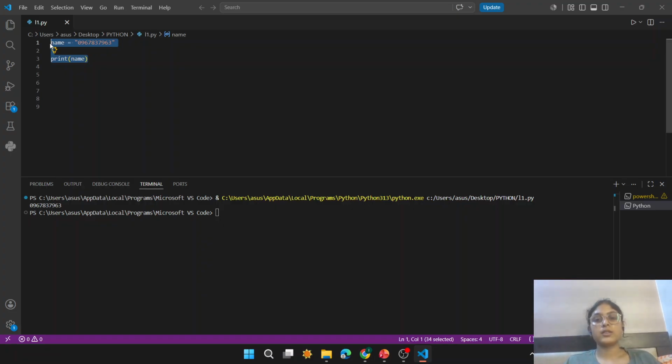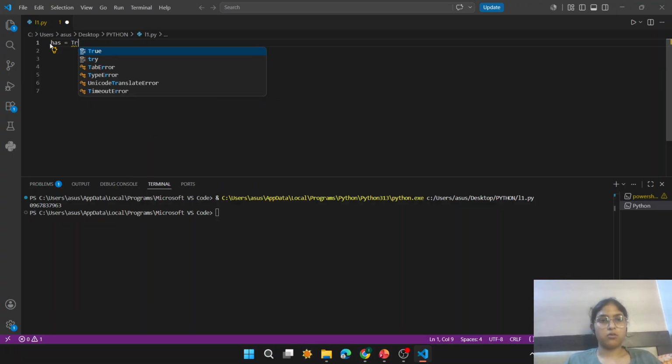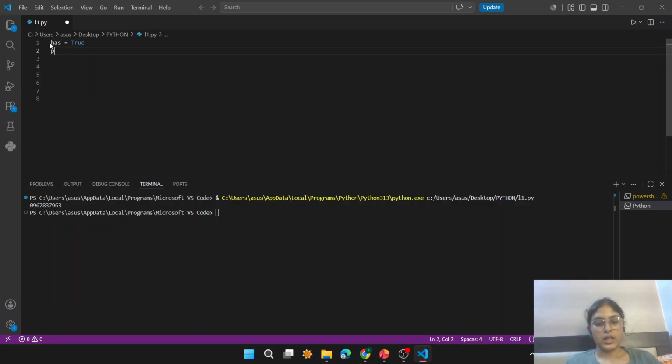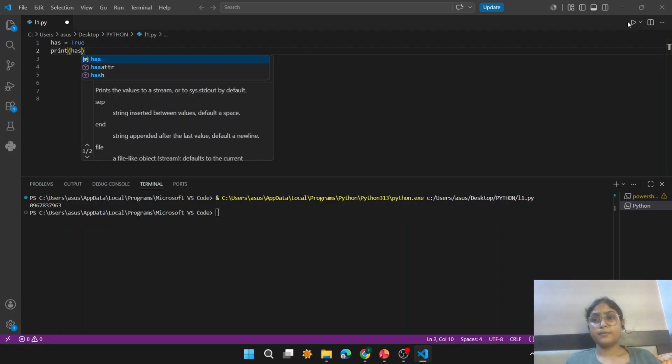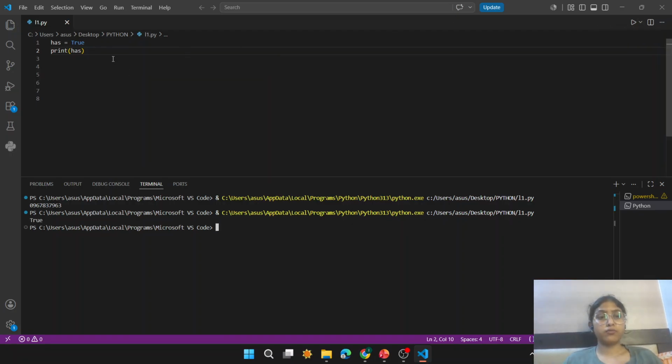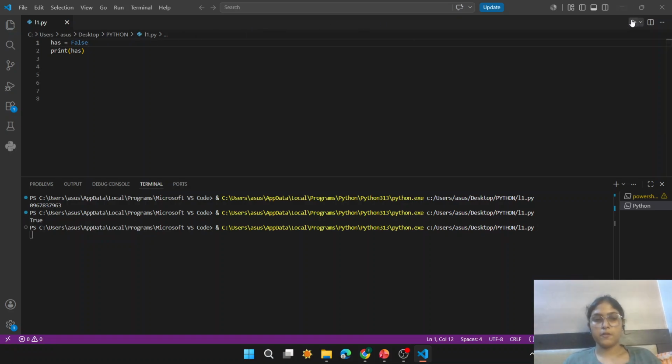This is probably the simplest data type, I would say. Boolean literally has only two values, true and false, nothing else. For example, I'm just creating data as true and printing it. It's true. Either I can print false and it will print false.